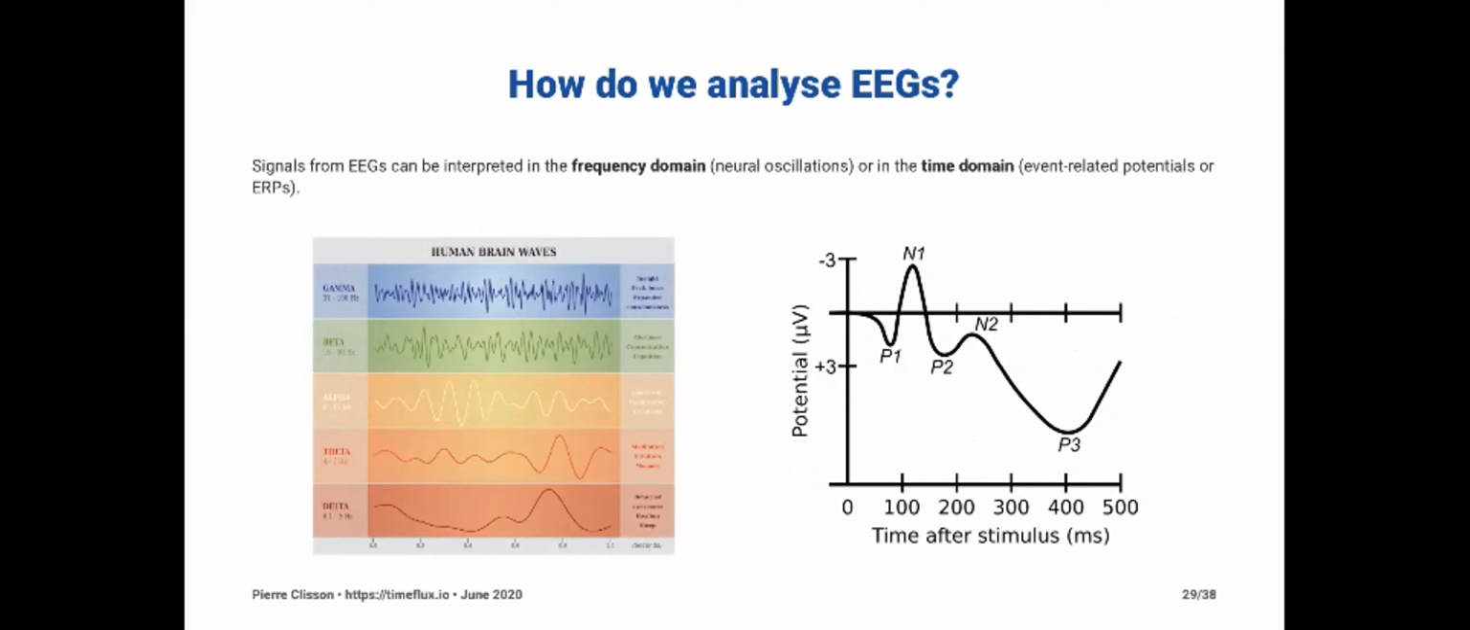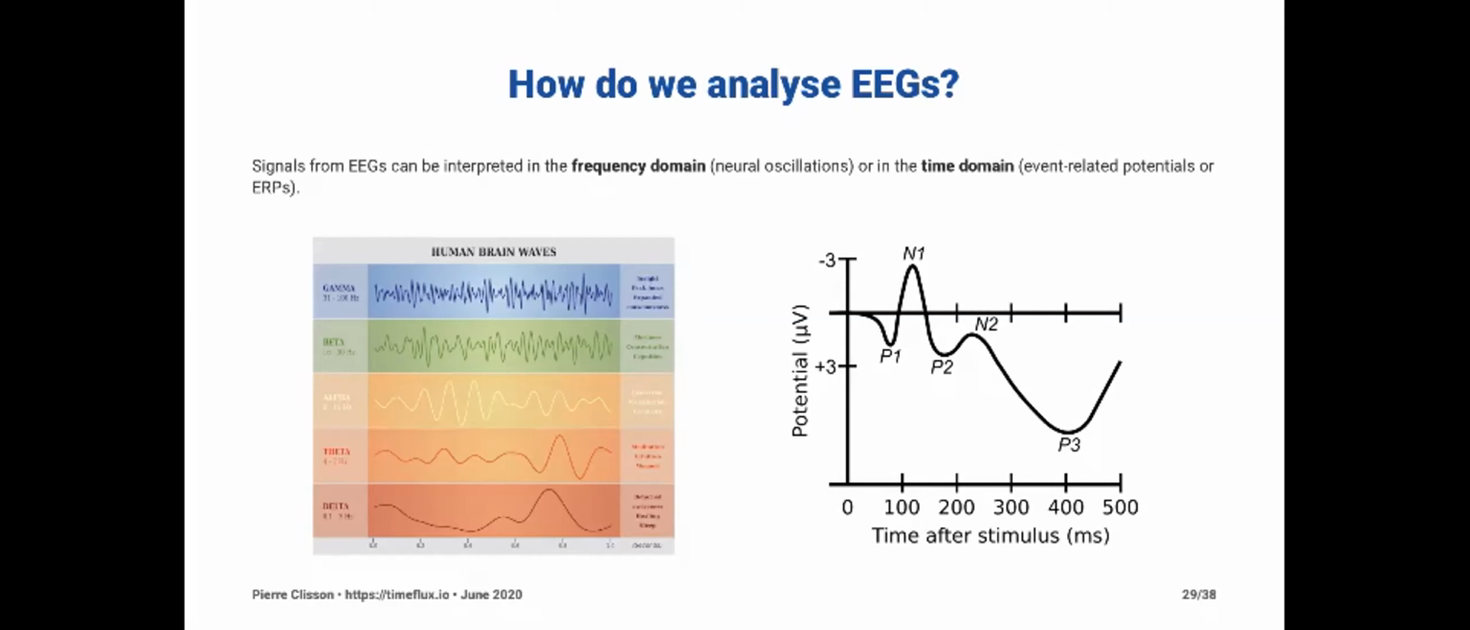The first way, we can analyze the data in the frequency domain. This is what we usually do when we talk about frequency bands. You've heard about that, the beta bands, the alpha bands, etc. So we basically check the main frequency of the brain activity. Of course, there are always several bands at the same time, and we can see how they relate together.